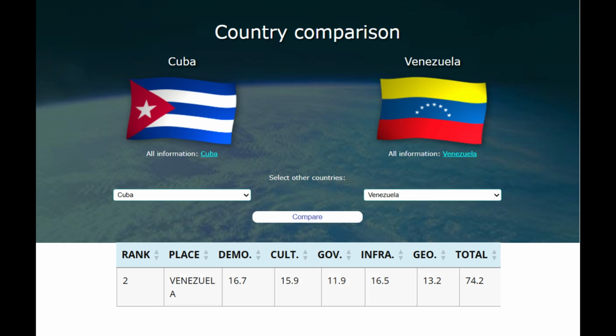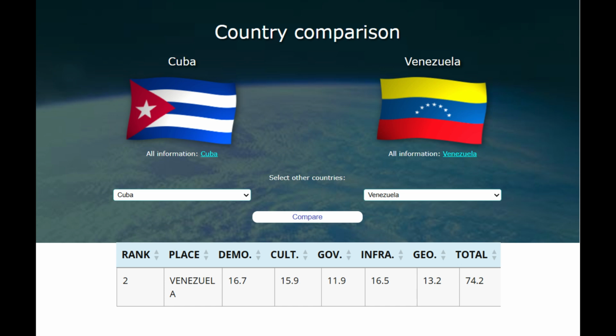So, at a close second, with being the country most similar to Cuba, is Venezuela with a score of 74.2, meaning it has a 0.5 score less than the Dominican Republic. So, it was a really close one. So, I'm going to go through all of the categories and then we'll see how they're similar and different.